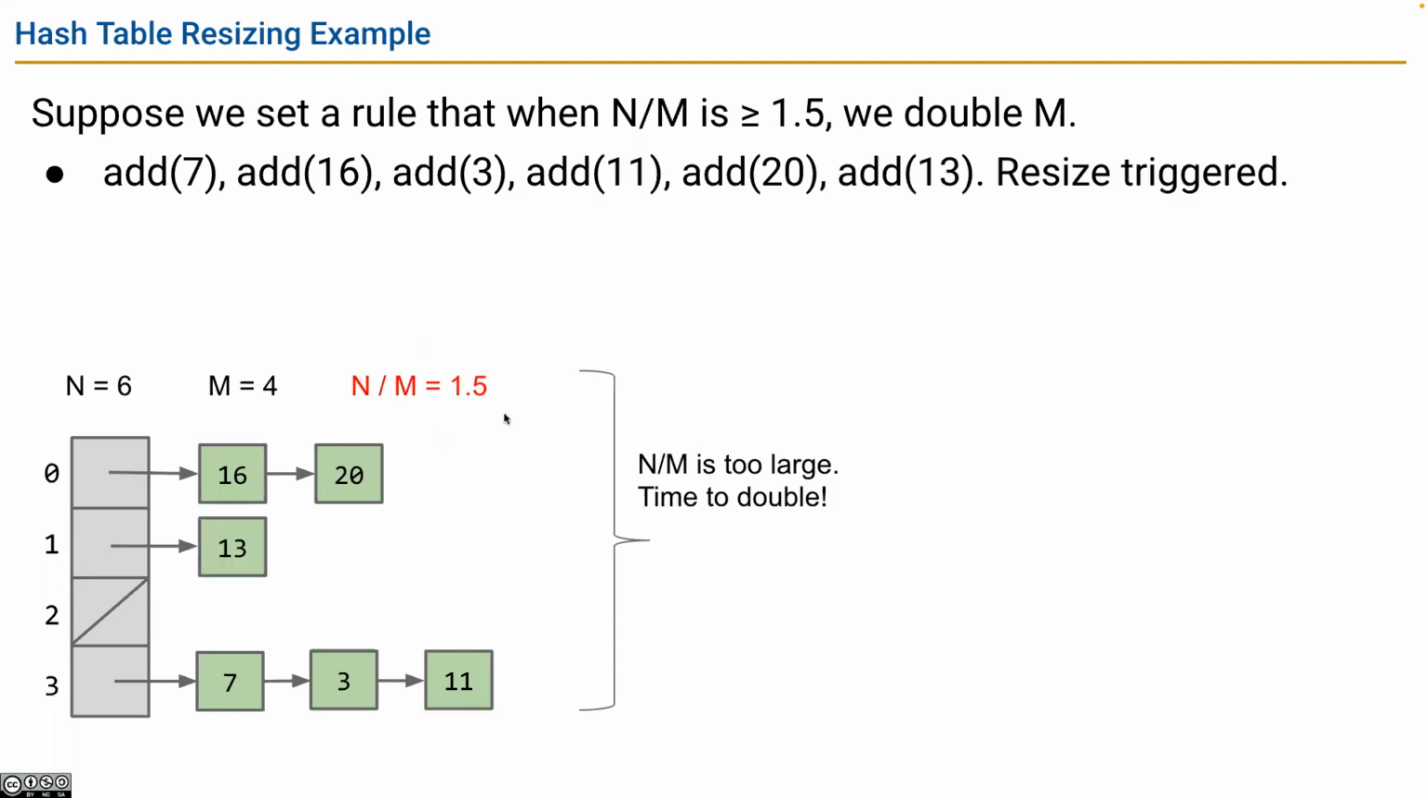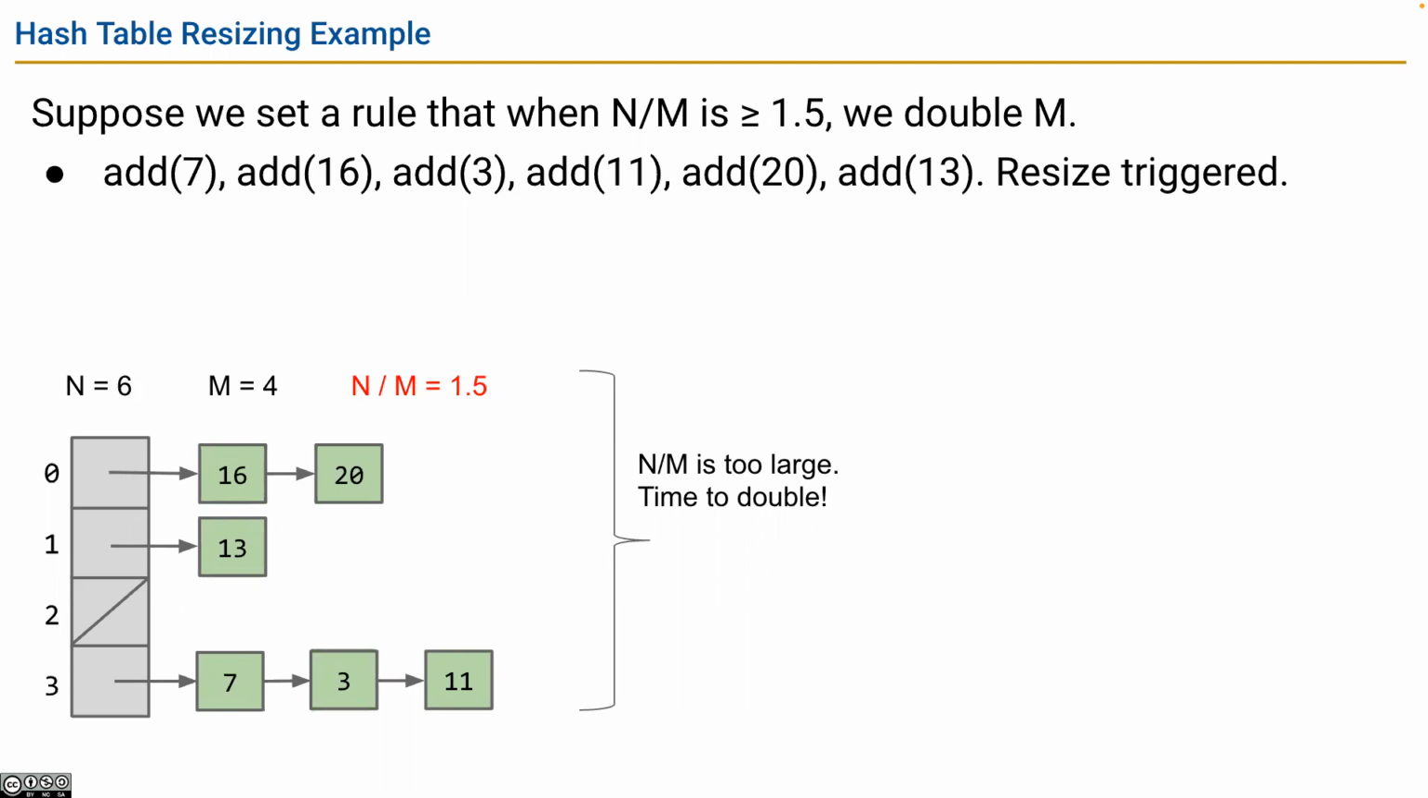Now when I add 13, I've reached a critical juncture where I decide I'm nervous. I want more buckets. That's too many. Now, this is a totally arbitrary number, 1.5. Literally doesn't matter where I pick, as long as it's some number. At this point, we'll double the size of our array. Questions about this before we do the doubling?